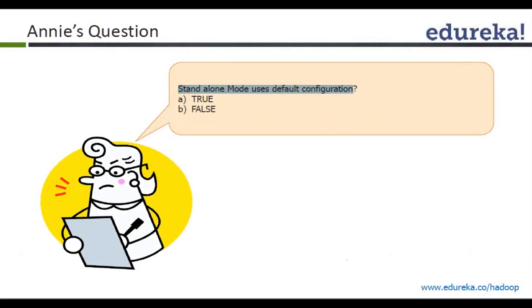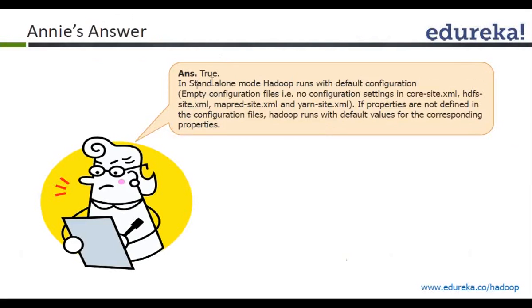Very good. That's right. Good, Nagesh. So the default configuration is used by the standalone mode, and you will see the answer. See here. Let me go down. In a standalone mode, Hadoop always runs with the default configuration. That means you will not have any configuration files, and it will pick up all the defaults from these XML files. So if properties are not defined in the configuration files, Hadoop runs with the default values for the corresponding properties. I hope that is clear to all of you, right?